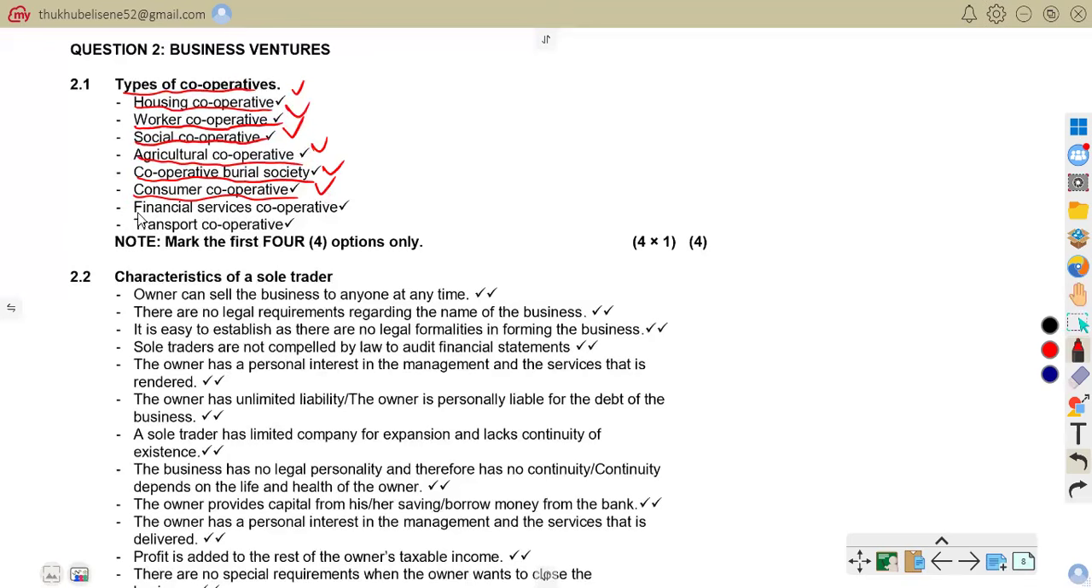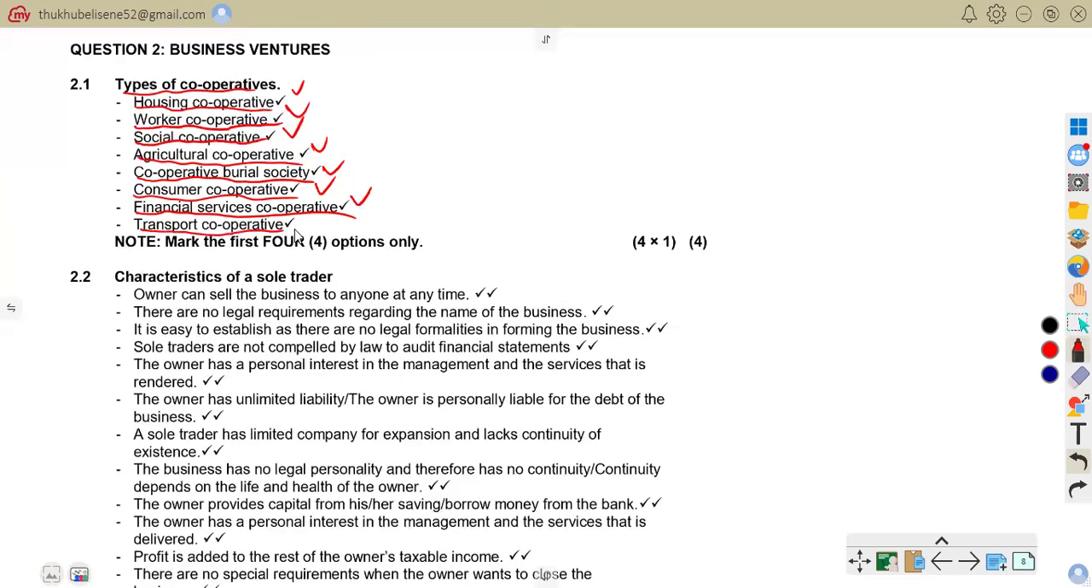That is that. And now we come to financial service cooperative. This one offers financial products like loans and savings to its members. Example, a credit union that provides low interest loans to its members. That's what we mean.